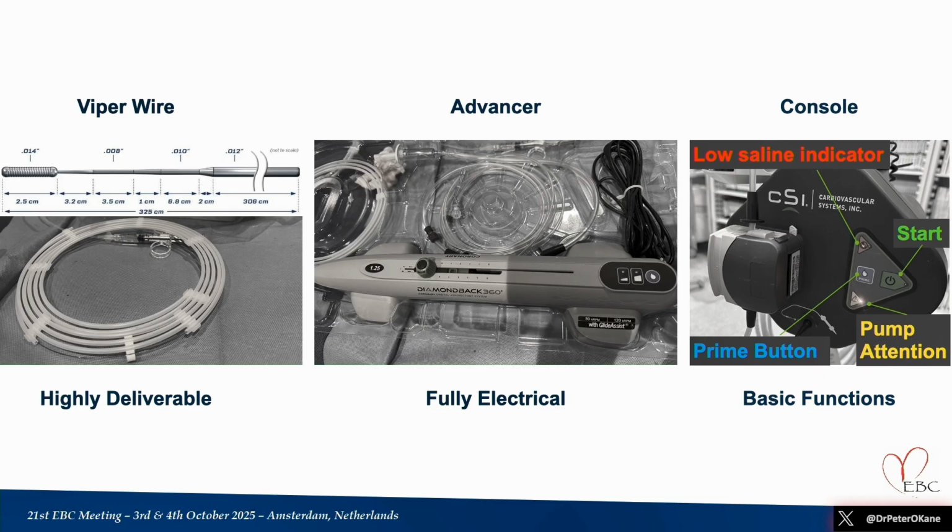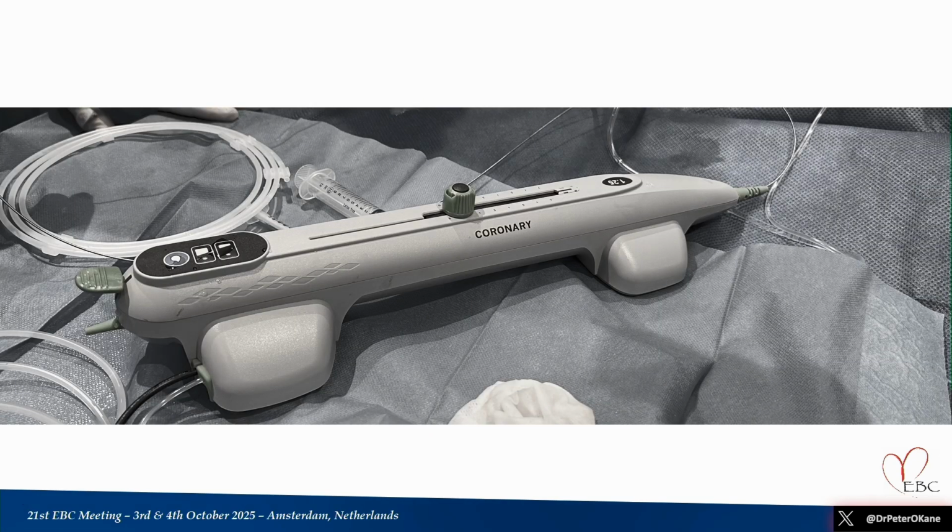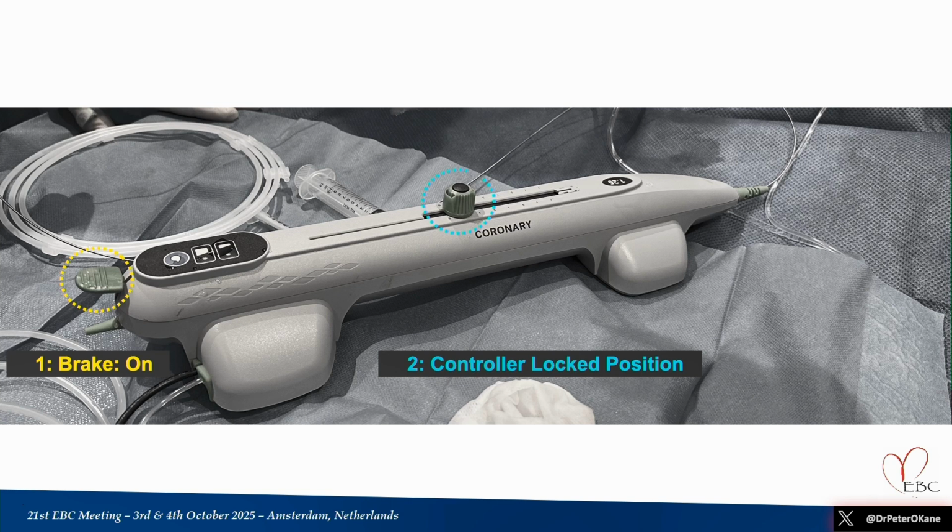There's no knowing how fast it's going. You just set the speed at either 80 or 120. We don't get that recorded. The crown, as you'll be familiar with, is bidirectional. Viper fluid, you've got to check that they haven't got allergies to egg. And then the console itself is very simple.